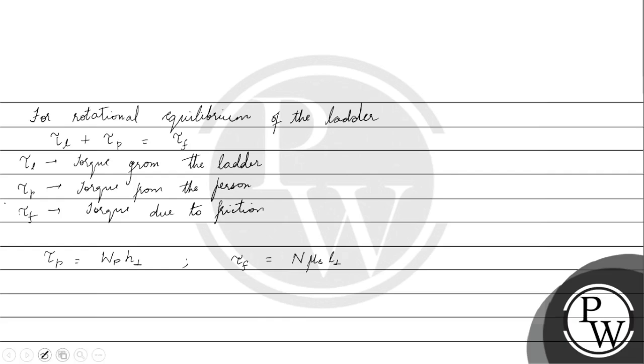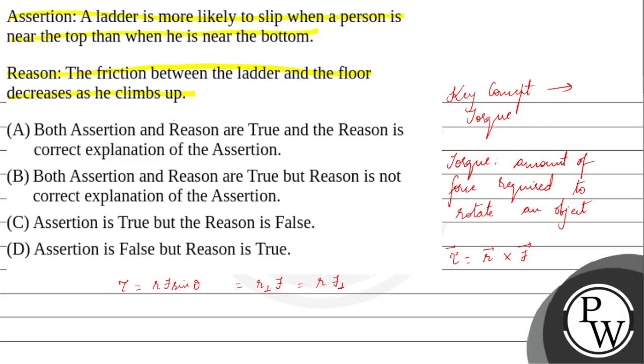So अभी we will mark the correct option in the question. So assertion that a ladder is more likely to slip when a person is near the top than when he is near the bottom is correct. ताकि reason, which is the friction between the ladder and the floor decreases as he climbs up, is not correct. Therefore, the correct answer to this question is assertion is true, but the reason is false, which is option C.